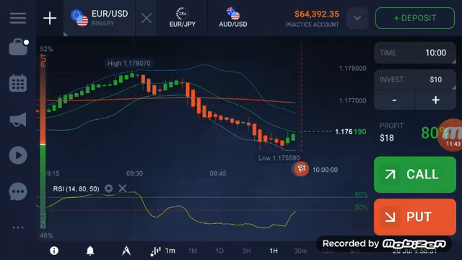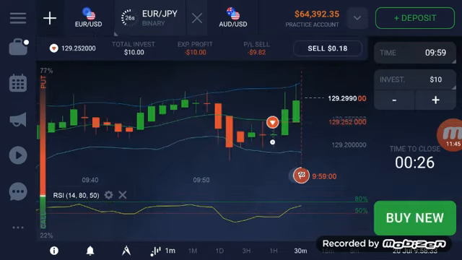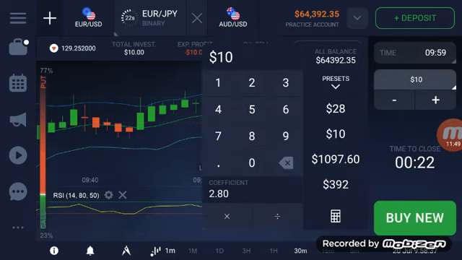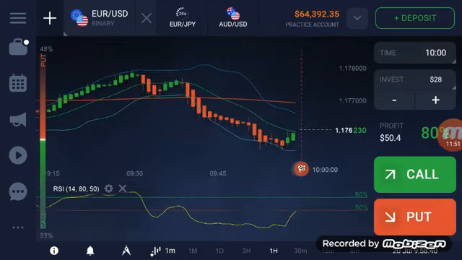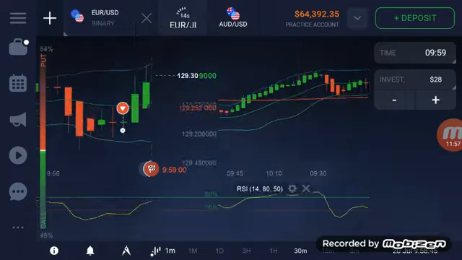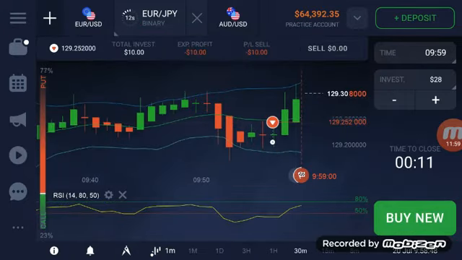Not a lot of movement. Gonna check back on this trade. Wow, big loss. Change my coefficient, go back to Euro USD. When the candles are this big, normally it means that it's gonna drop.